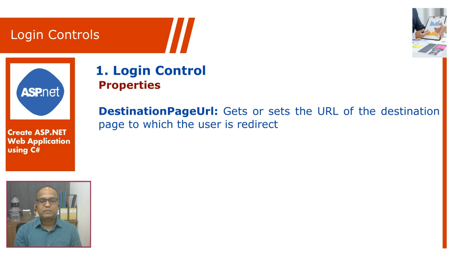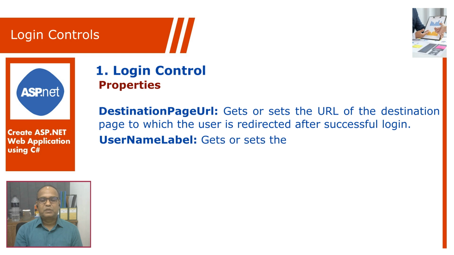Properties. Destination page URL. Gets or sets the URL of the destination page to which the user is redirected after successful login. Username label. Gets or sets the label text for the username input.